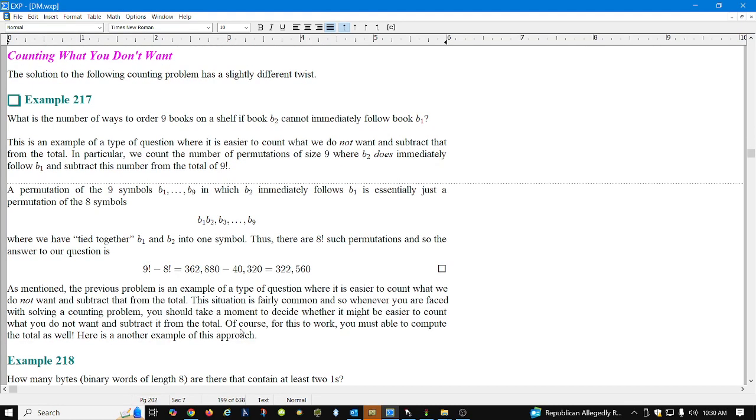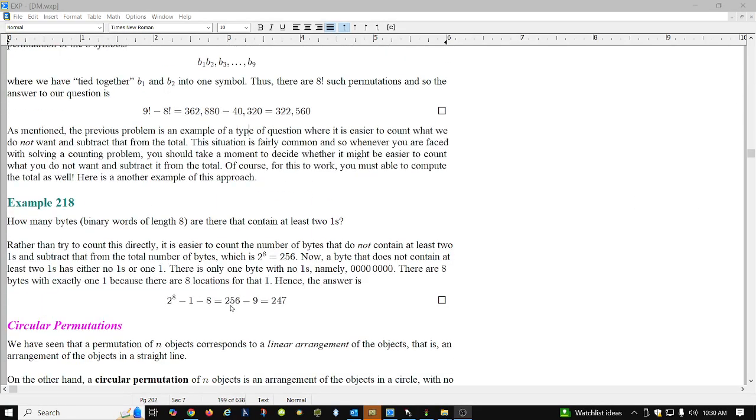The situation where it's easier to count what you don't want and subtract from the total is fairly common. And so whenever you're faced with a counting problem to solve, it's not a bad idea just to take a moment to think about whether it might be easier to count what you don't want. Now, of course, you still have to be able to count the total, but as I say, that sometimes is the way to go.